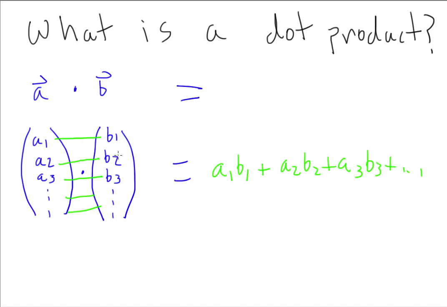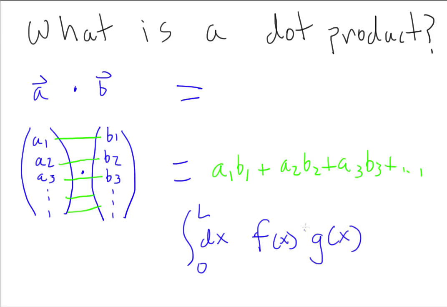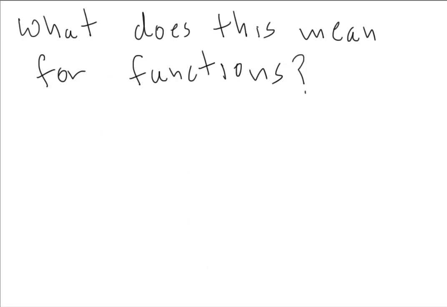So now, how does this make sense for our inner product definition, or sorry, our dot product for vectors, where we're integrating our functions over an interval 0 to L? So how do we turn this picture here, where we're multiplying numbers from each of them together and then adding them, into our integral idea? So let's think about this in a little bit of detail.